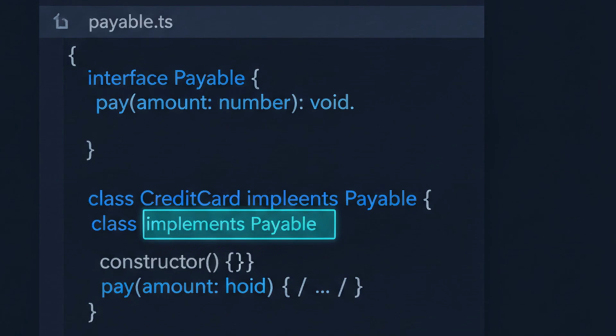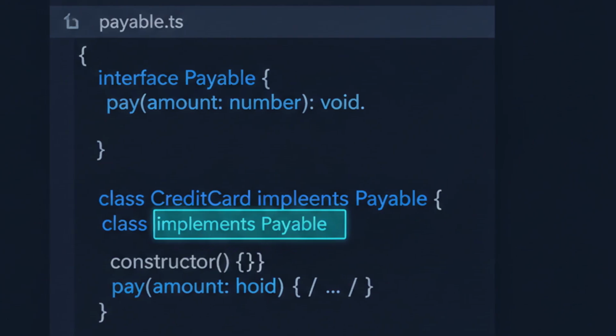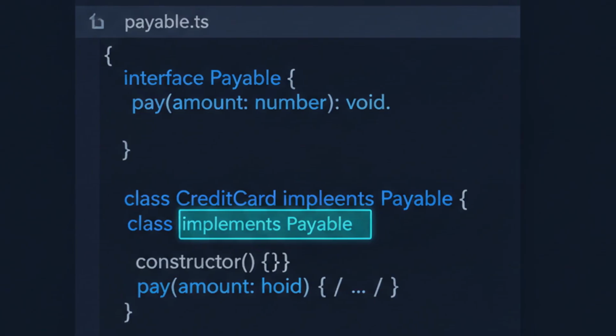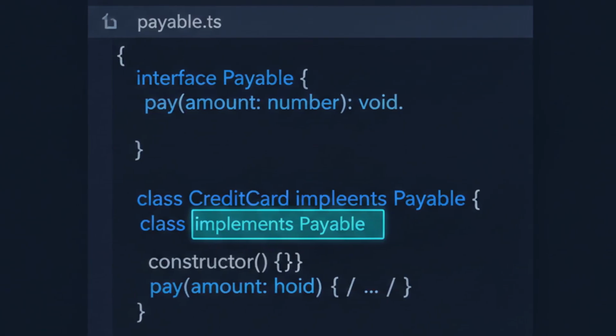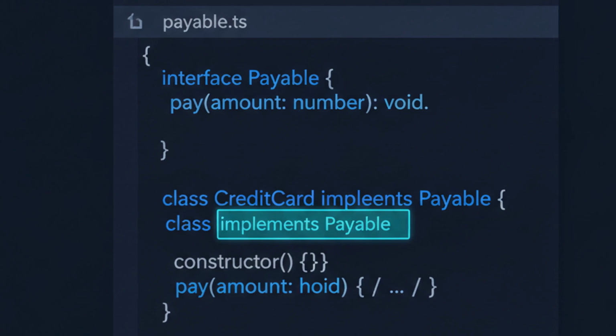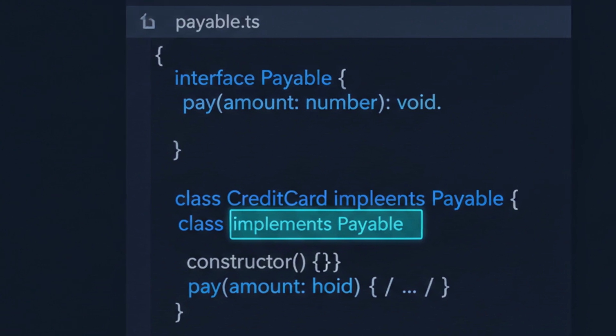Classes can also promise to follow a shape using implements. An interface defines what methods and properties must exist. When a class implements it, TypeScript checks that nothing is missing. Inheritance shares actual code. Interfaces only enforce the contract. You can implement many interfaces at once, which makes your code flexible and predictable.